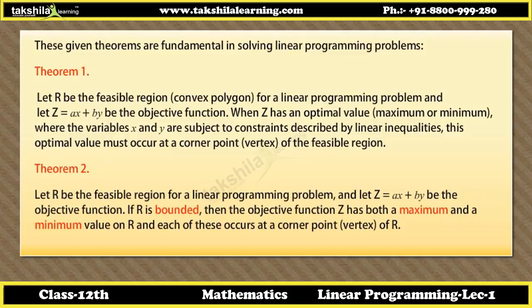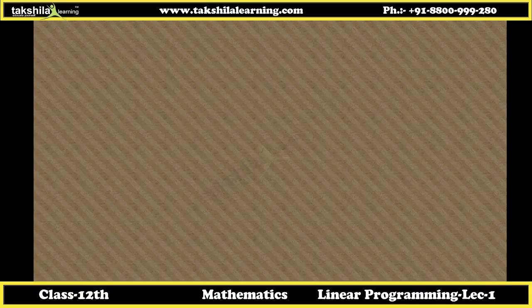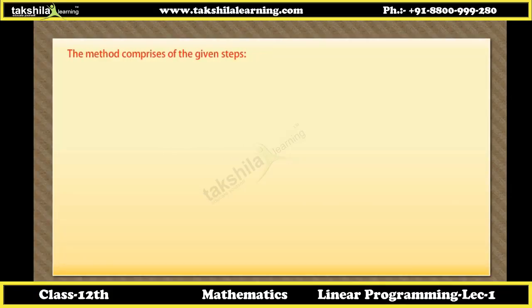Theorem 2. Let R be the feasible region for a linear programming problem, and let Z equals ax plus by be the objective function. If R is bounded, then the objective function Z has both a maximum and a minimum value on R, and each of these occurs at a corner point (vertex) of R. Corner point method. The method comprises the given steps.